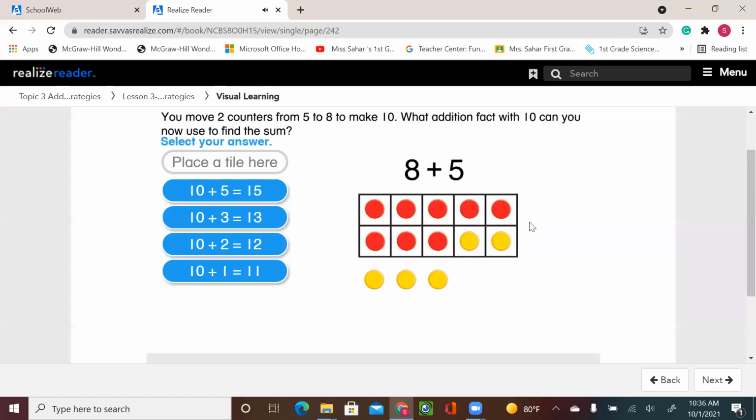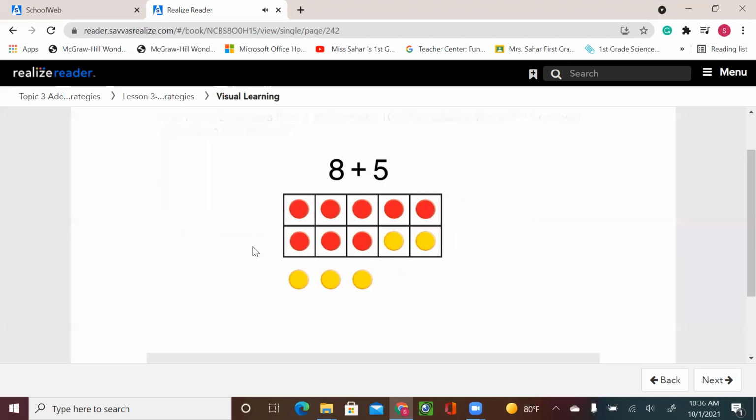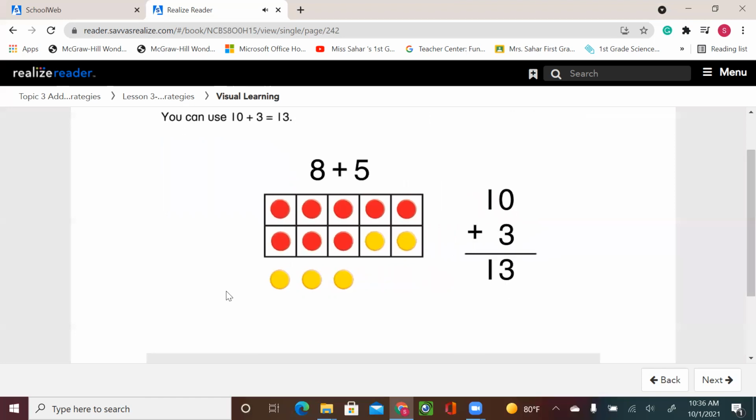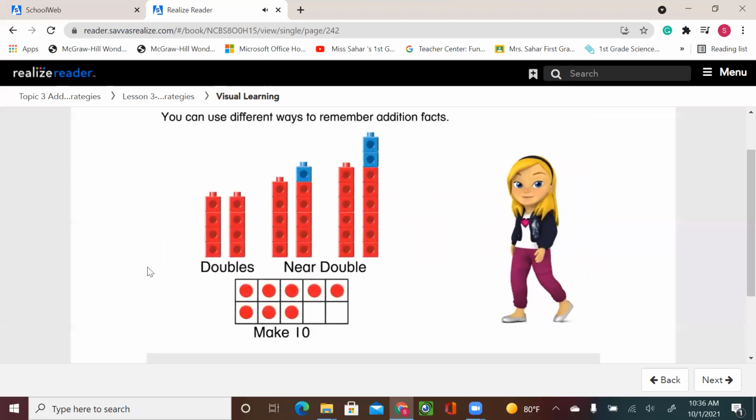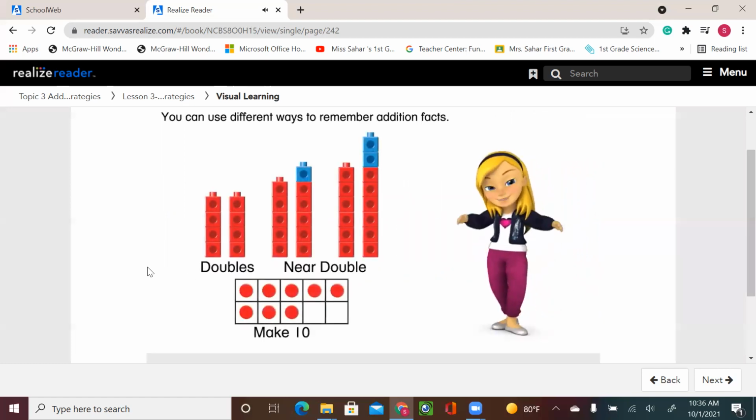So we have the 10 frames, that's 10, and we're counting how many counters are outside. So 10 plus 3. Not this one. Yes, so I'm going to move it here. You can use 10 plus 3 equals 13. You can use different ways to remember addition facts.